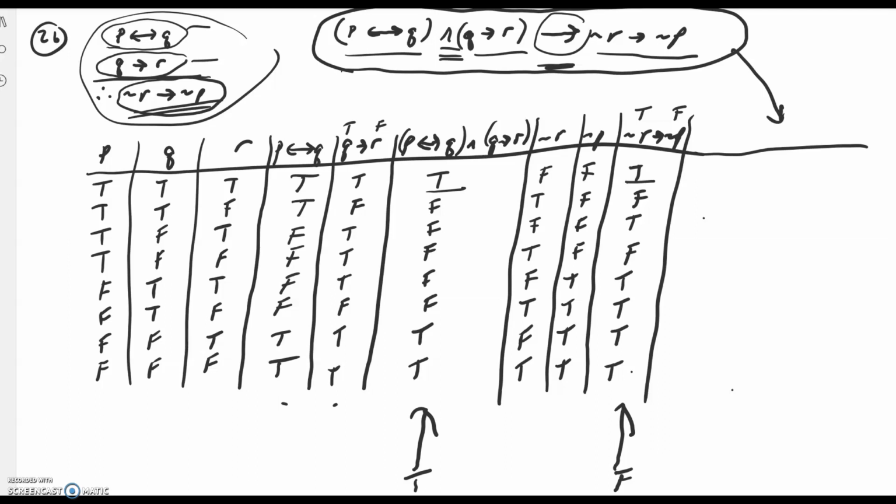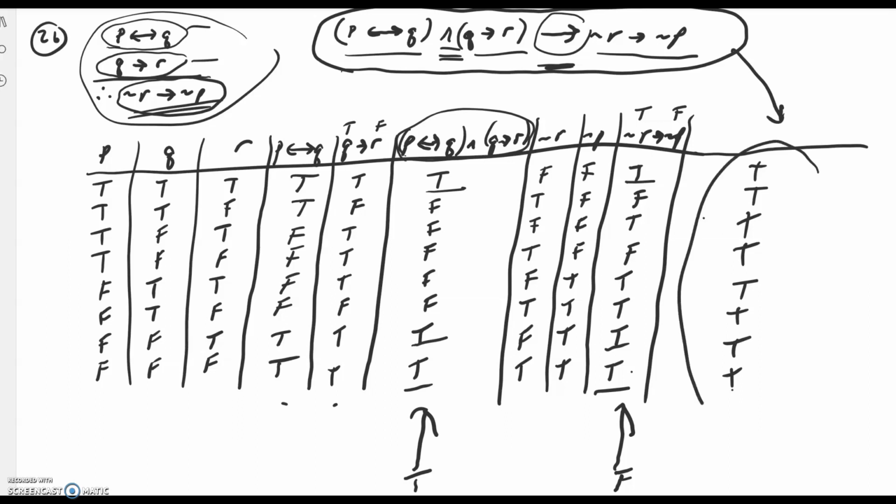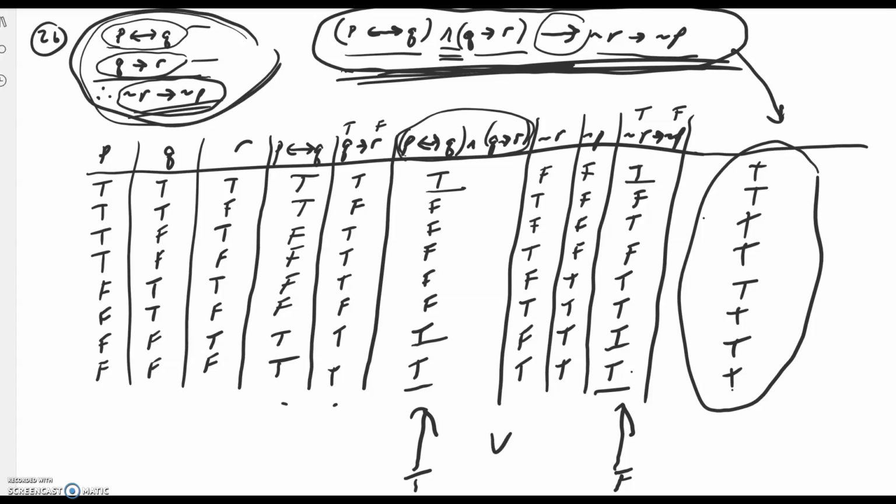Well, here's a true, but it's with a true. Here's a true, but it's with a true. Here's a true, but it's with a true. So there is no place where this is true and this is false. That means these are all true, which I guess I don't even need to write in, but I will. Which means that this is a tautology. It's all true, which means that this argument is valid.